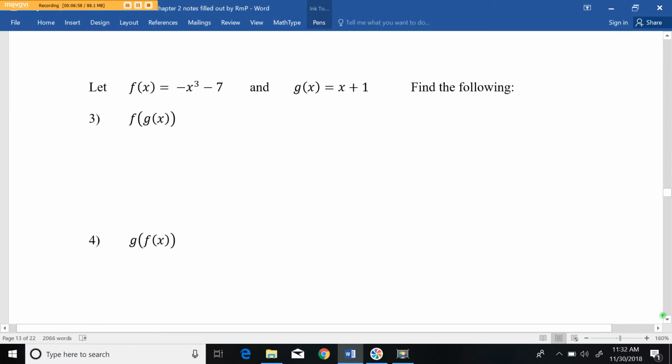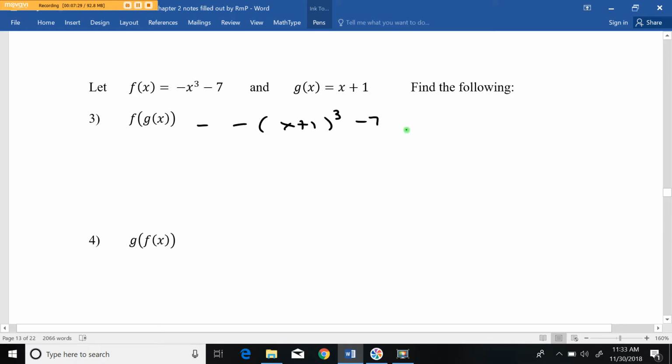All right, the next group of fun here. So we've got this function f of x equal to minus x cubed minus 7, and a function g equal to x plus 1. And let's see, what are we looking at? F of g of x. This means take g, put it into f. That means this function is going to go in for x here. So this is going to equal minus x plus 1 cubed minus 7.